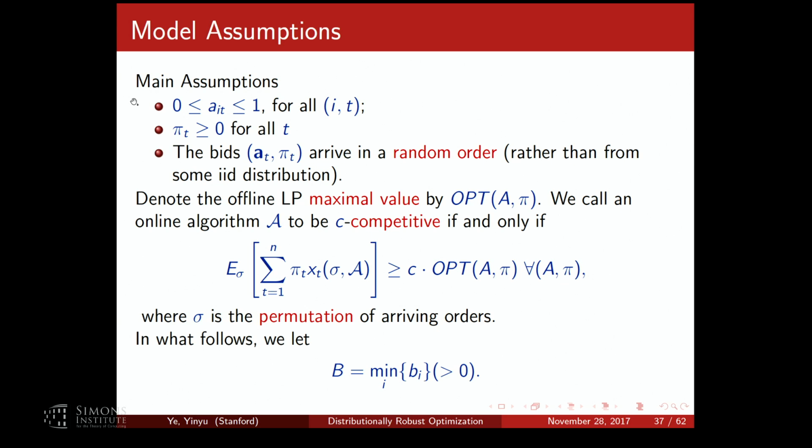Now, if I have online algorithms, I call this online algorithm C-competitive if my revenue under these algorithms, averaged over all the possible permutations, is greater than or equal to C times these offline LP values. You know, this is an upper bound. There's nothing you can do about this. So you just hope C will be very, very close to 1. So the question is, under what kind of conditions can C be close to 1?